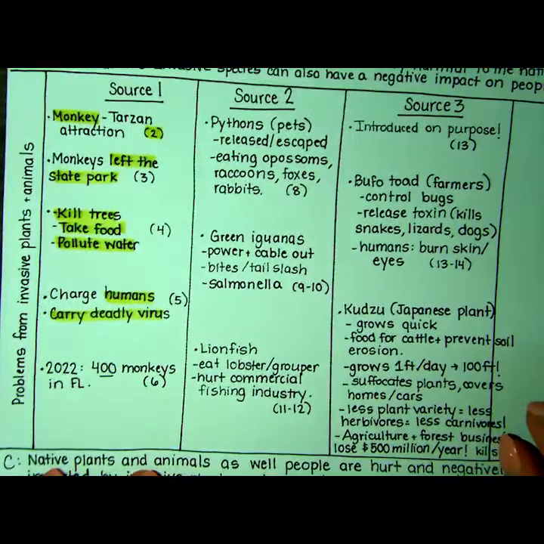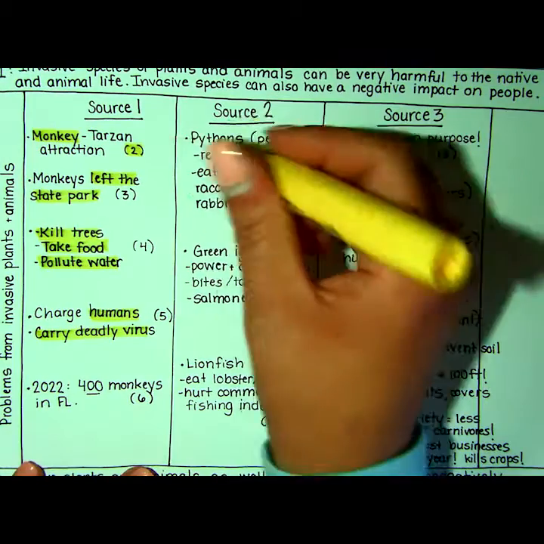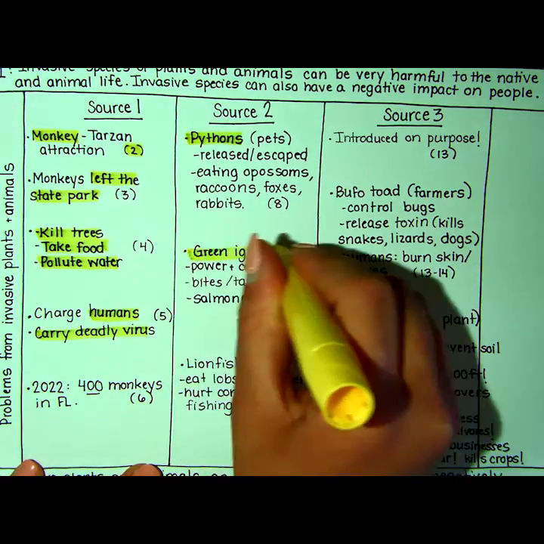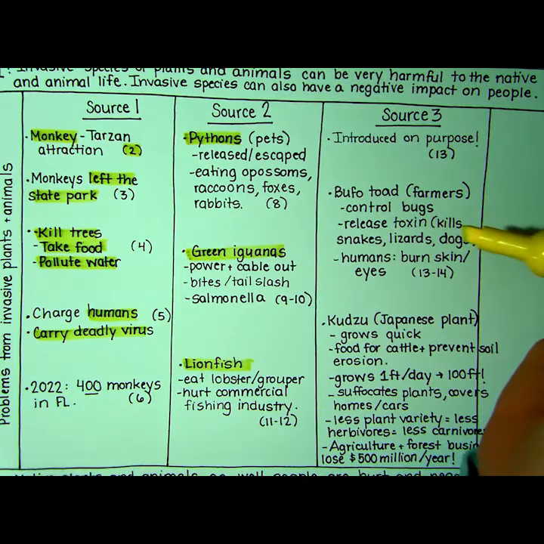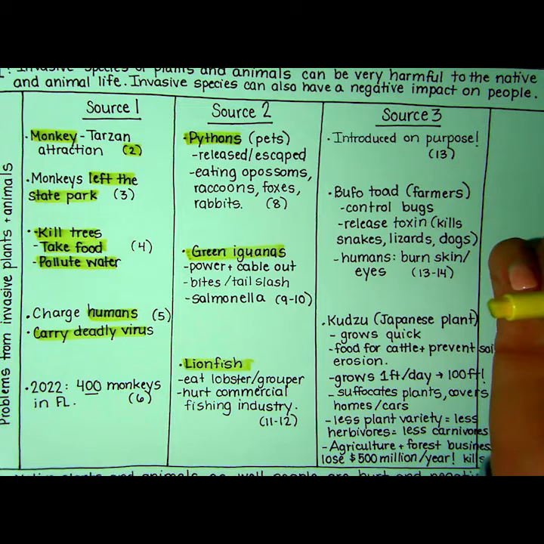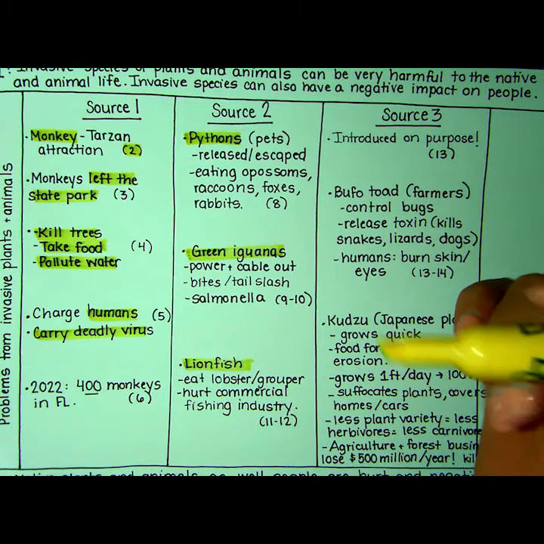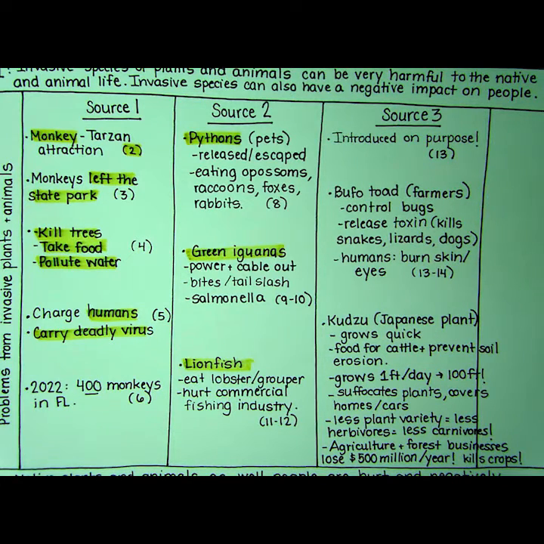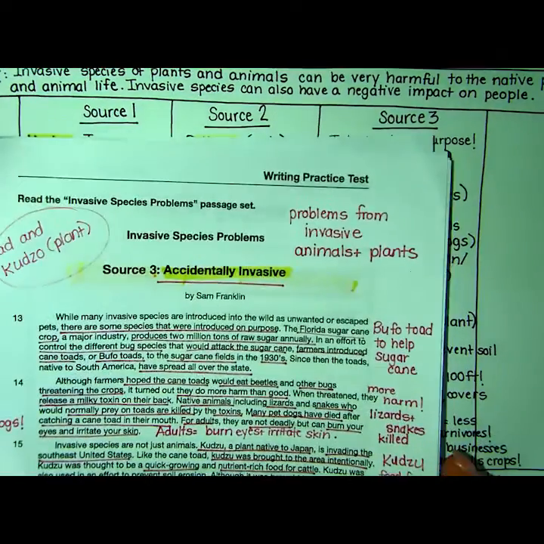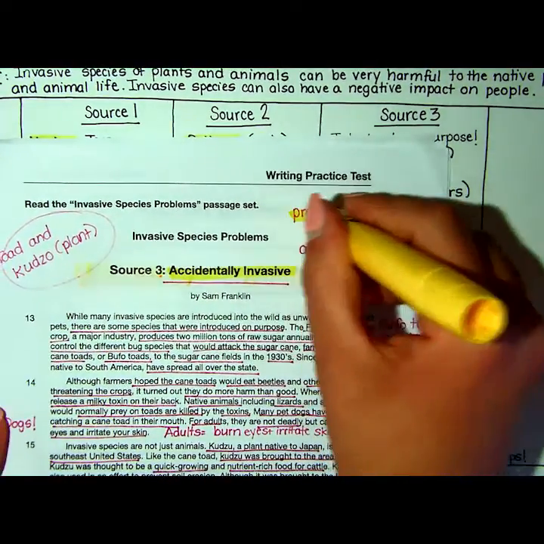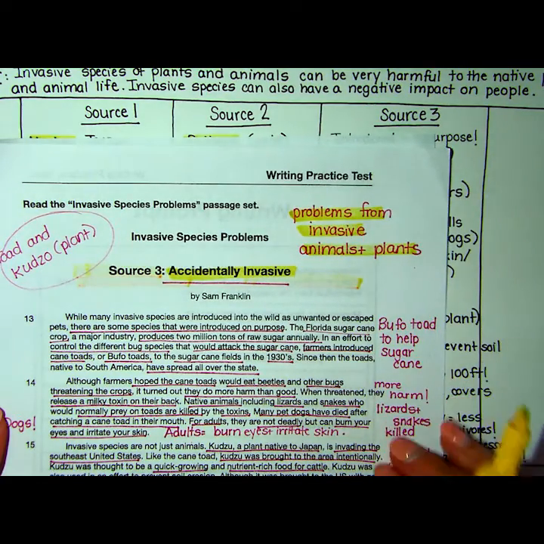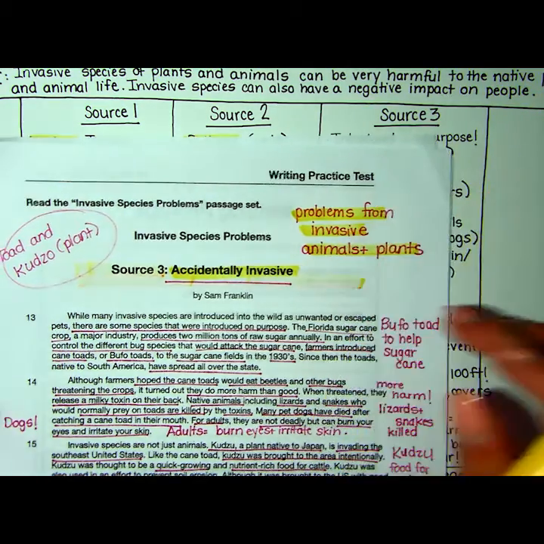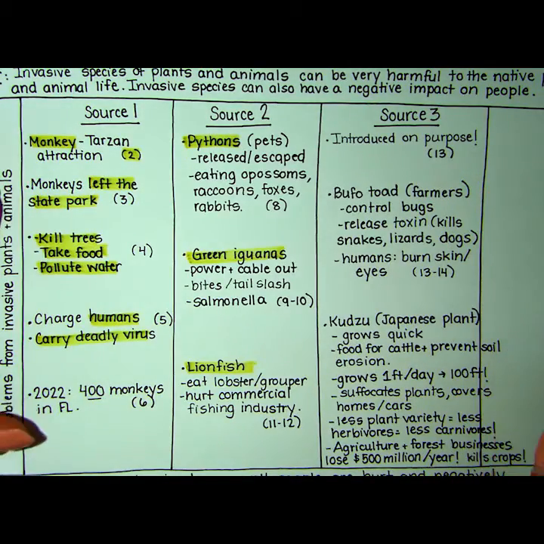Let's move on to source 2. Here we were introduced again to those pets: pythons, green iguanas, and lionfish. So I went ahead and wrote down these 3 animals, and then I went back and looked at my notes, glanced at the paragraph, and thought, okay, well, remembering that my task was to explain the problems, you can see I even wrote that at the top of each page, just to remind myself of my goal or my purpose as I'm reading through. Problems from these plants and animals. So then I went back and I thought, okay, so what's happening?